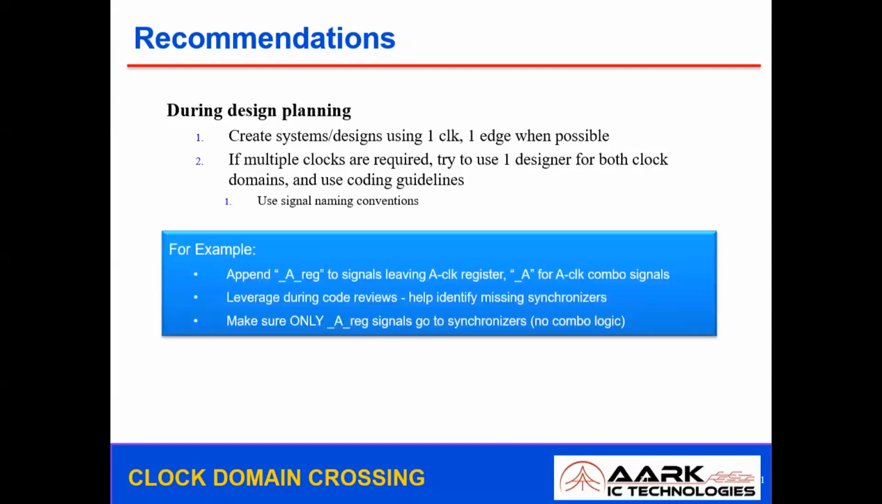Now let us understand this one. When you are designing these different blocks which have multiple clock domains, simply append underscore a, which means this particular signal is coming from block A or register A. Append underscore a to signals leaving a clock register, which says that from a clock register, these signals are transferring. Underscore a is used for a clock combo signals. Leverage this during code reviews to help identify missing synchronizers. In this way, with proper naming conventions, we can make sure that the other designer can also easily understand.